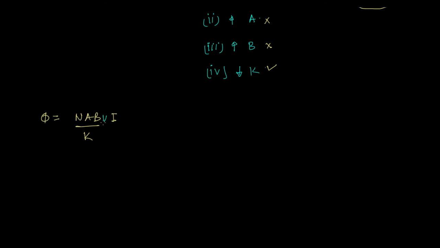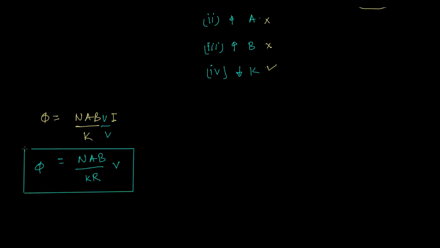So I introduce a V and then this. And this V upon I is nothing but R, the resistance. So I write I upon V as 1 by R. So this whole thing can be written as N A B upon K R into V. That is your phi. Phi or theta, whatever. We have been calling it a theta, so let this be theta.